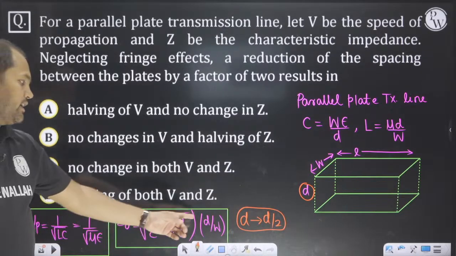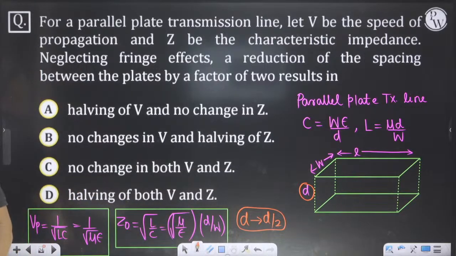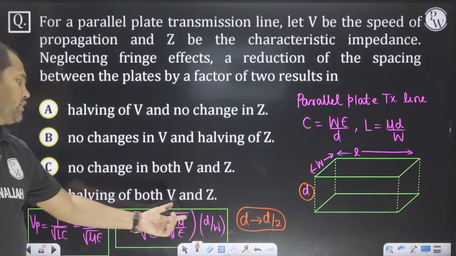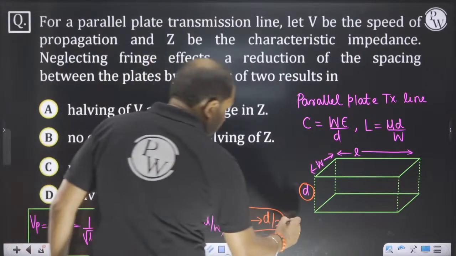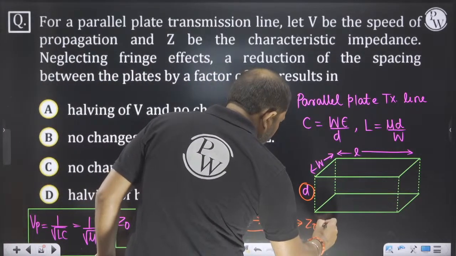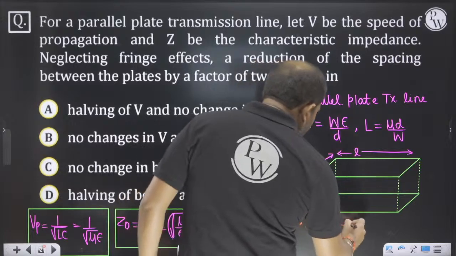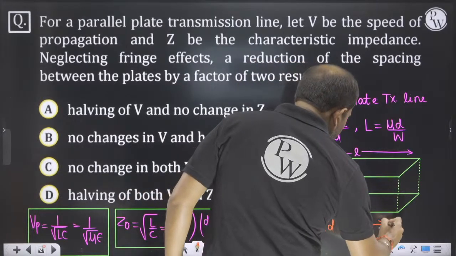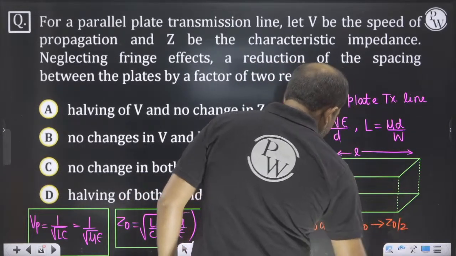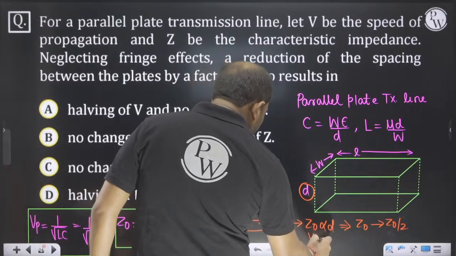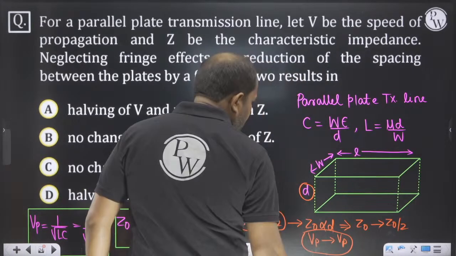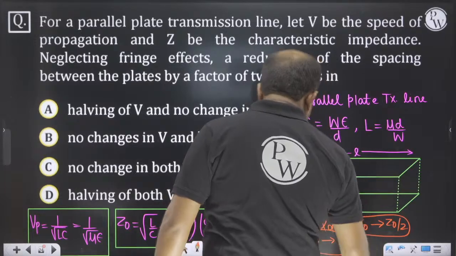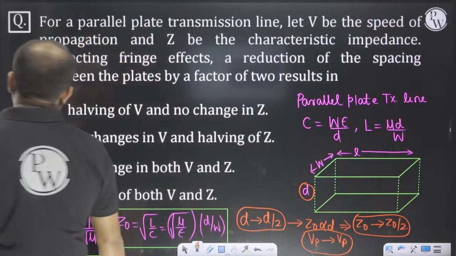And there is a change in characteristic impedance because Z naught is directly proportional to D. That means Z naught will change to Z naught by 2. Vp is independent of D, so Vp will remain the same, and Z naught will become Z naught by 2.